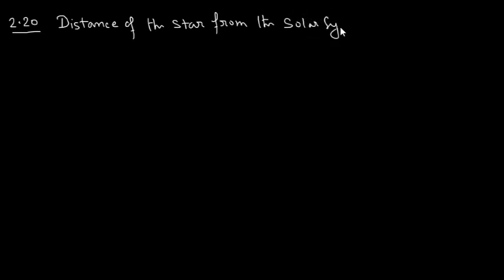2.20. Distance of the star from the solar system is equal to 4.29 light years. It is given in the question.